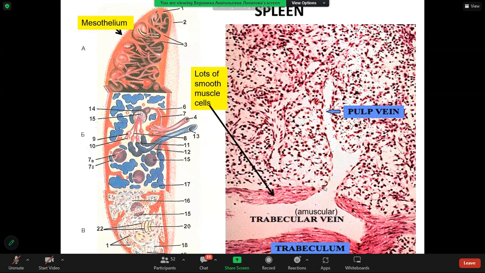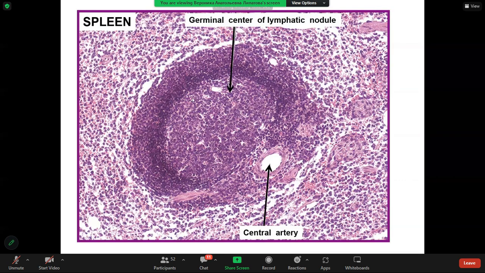And what else we can see? Unusual view of lymphatic nodule. In lymphatic nodule or lymphoid nodule of spleen, we can see central artery located at the periphery of each nodule in spleen.